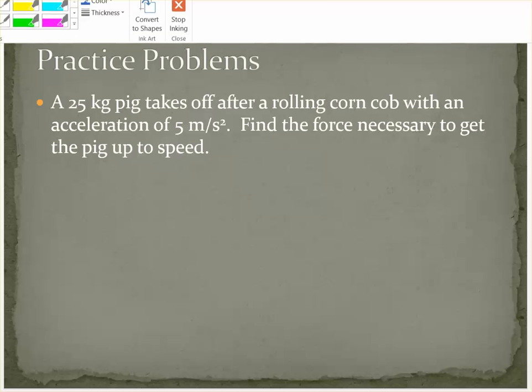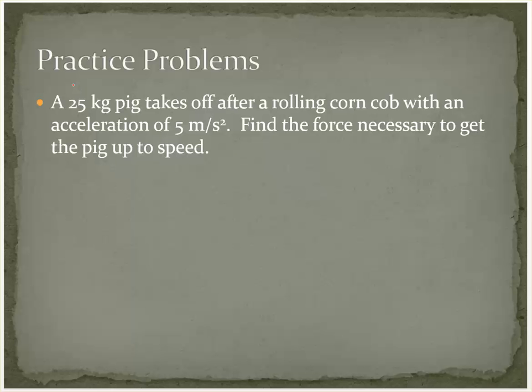But in this case, if I look at this first one, it's telling me the mass by saying it's a 25 kilogram pig. And then it says with an acceleration of 5 meters per second squared. So that's obviously the acceleration. Well, that's going to be Newton's second law, F equals ma, where the force is equal to the mass, which is 25 kilograms, and the acceleration is 5. Well, the force then becomes 125 newtons.